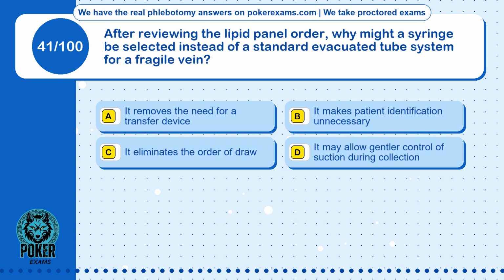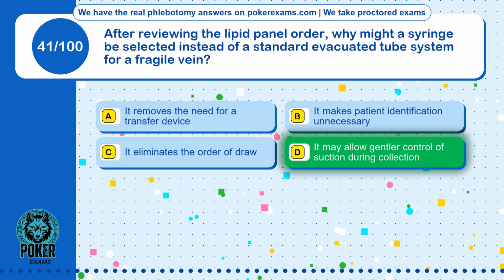Question 41. After reviewing the lipid panel order, why might a syringe be selected instead of a standard evacuated tube system for a fragile vein? Option A. It removes the need for a transfer device. Option B. It makes patient identification unnecessary. Option C. It eliminates the order of draw. Option D. It may allow gentler control of suction during collection.